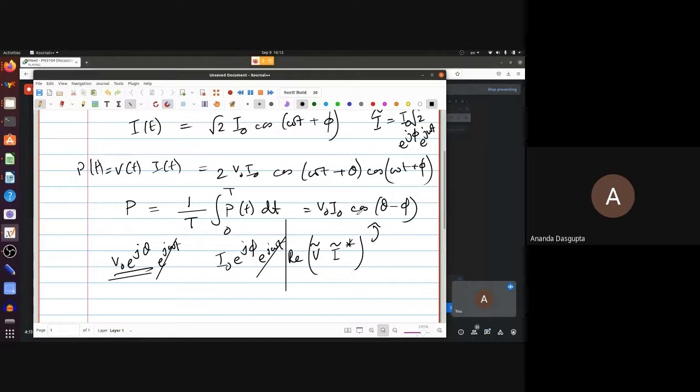You have to take the complex conjugate of I multiplied by V, or by the way, it works the other way around as well. You could take the complex conjugate of V multiplied by I and take the real part. These two quantities are actually complex conjugates of each other, so the real parts are just the same.